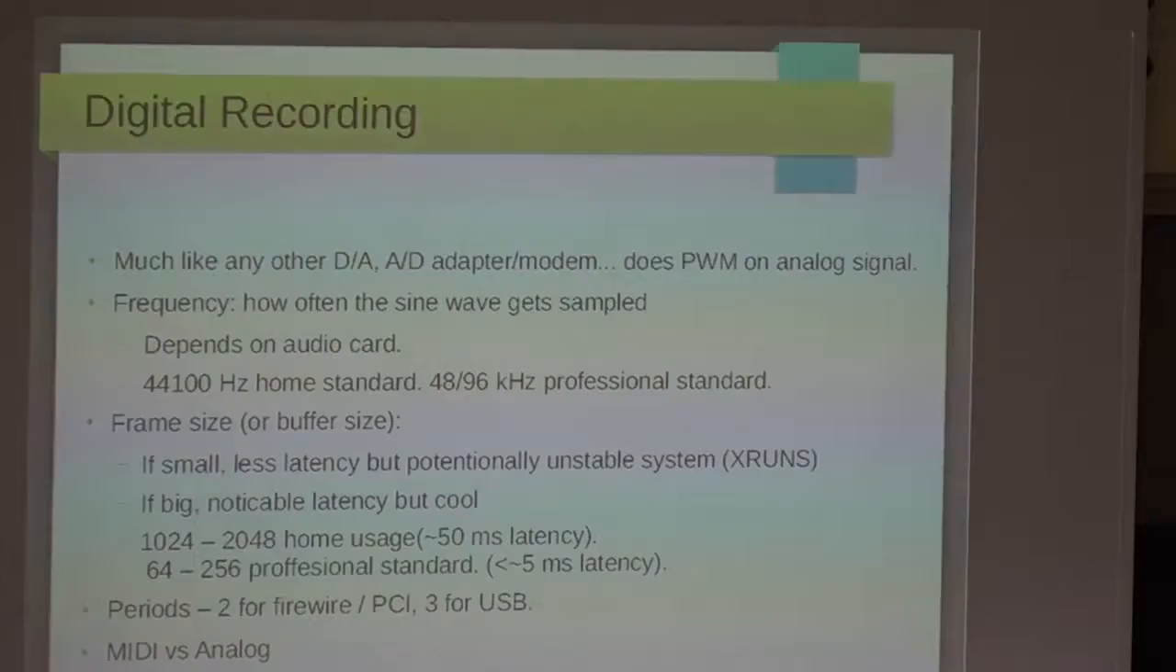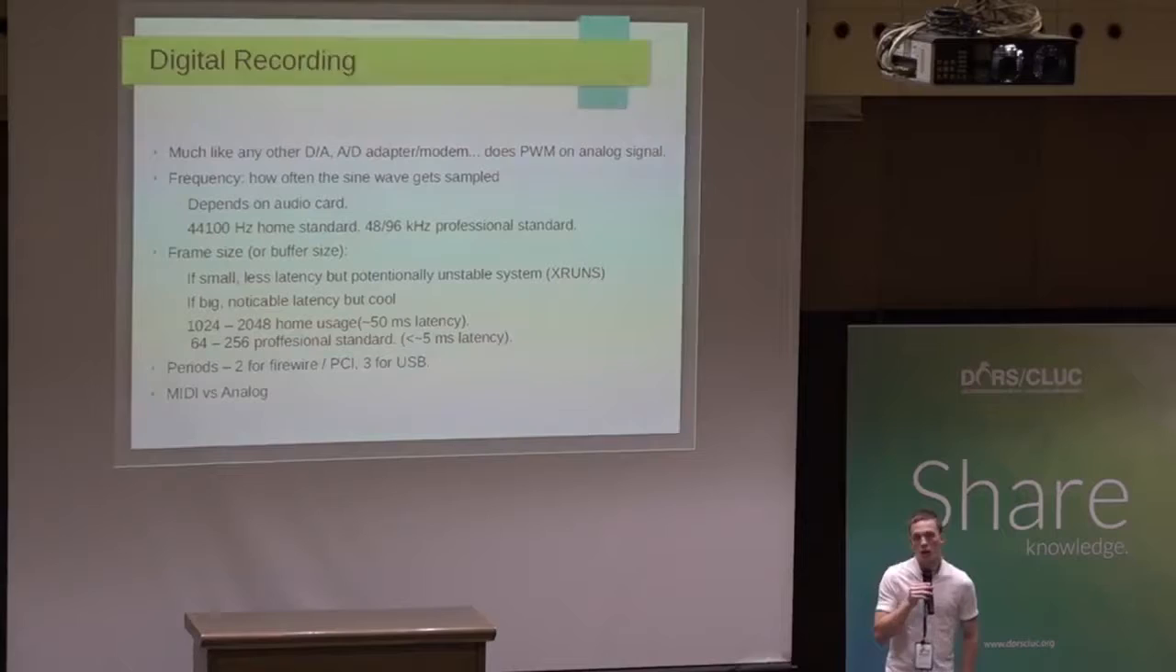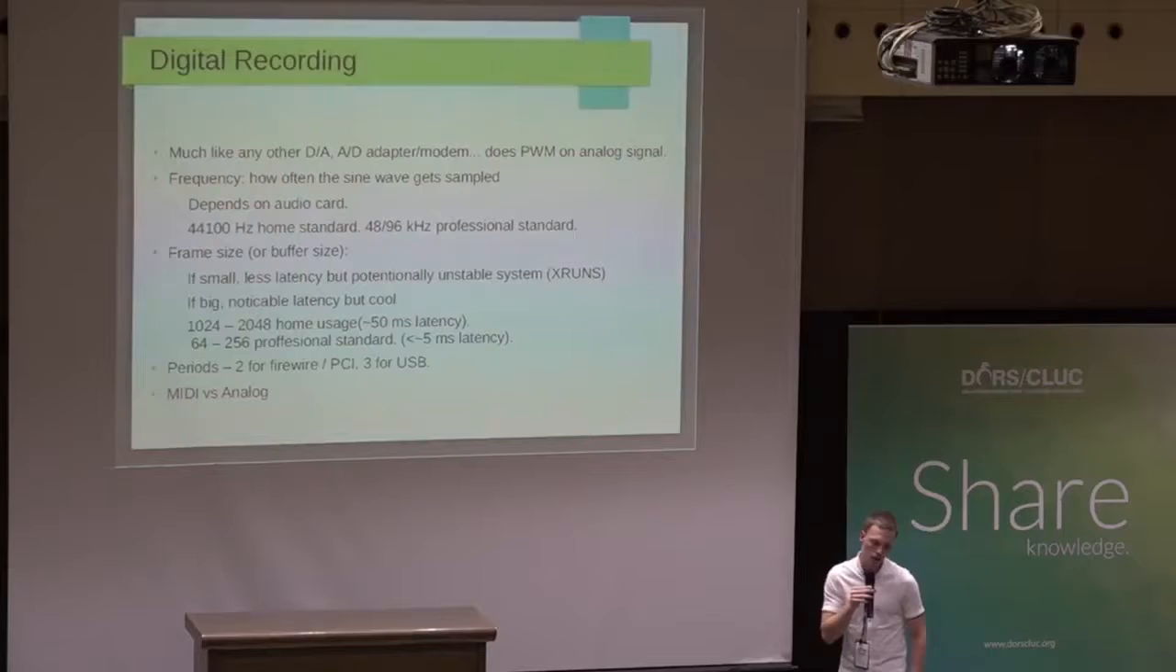Digital recording is basically just analog to digital transformation and vice versa. It's doing pulse code modulation, nothing fancy. But there are a couple of things that are sound specific. Sampling is done at some frequency, which is the sample rate. And the default sample rate is 44,100, and that's usually used for home studios and home equipment. However, if you need to connect professional equipment, it will probably work only on 48 or even 96 kilohertz.